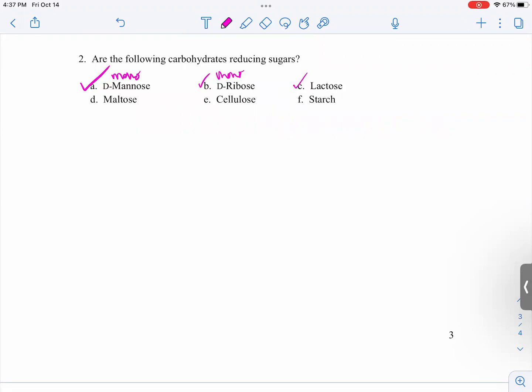Maltose. We have our two glucose units, right? Our anomeric carbon, we have a bond with oxygen. This is our anomeric carbon that's free. So is maltose a reducing sugar? Yes, it is.